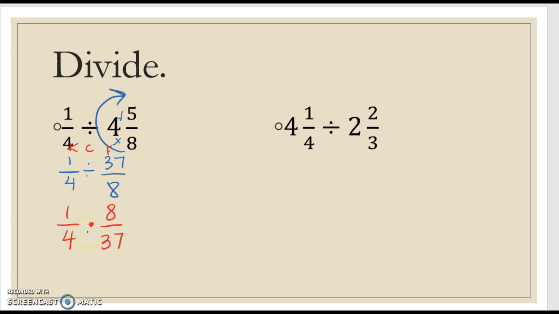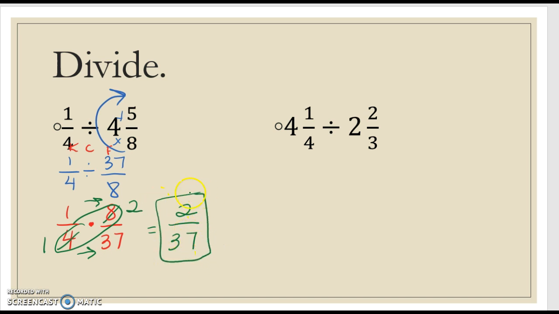Now we can look to see if we can cross cancel. And here we actually can, which is great. We're going to divide both 4 and 8 by 4. We get a 1 and 2. And we multiply straight across. And our final answer is 2 over 37. That cross canceling kind of replaces the simplifying aspect at the end of our problem, so it saves us some time. We also don't have to deal with as big of numbers as we normally would, which is nice. So we always look to see if we can cross cancel with multiplication and division.